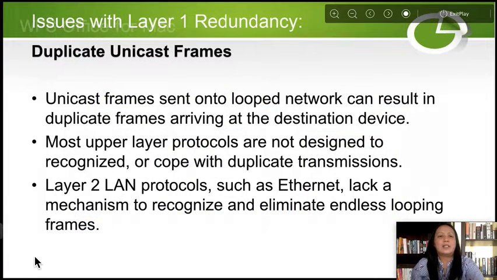Duplicate unicast frames. A unicast frame sent into a looped network can result in a duplicate frame arriving at the destination device. Most upper layer protocols are not designed to recognize or cope with a duplicate transmission. Layer 2 LAN protocols such as Ethernet lack a mechanism to recognize and eliminate endlessly looping frames.